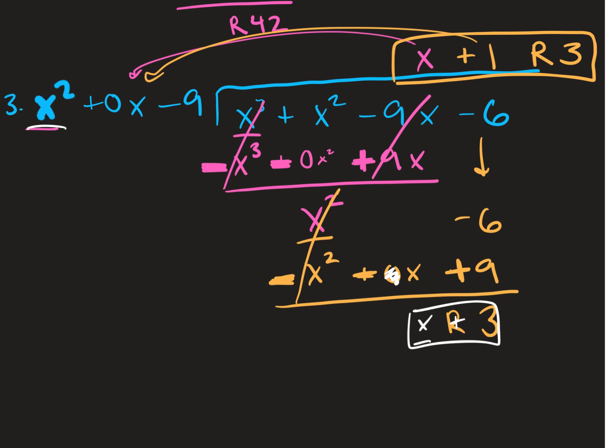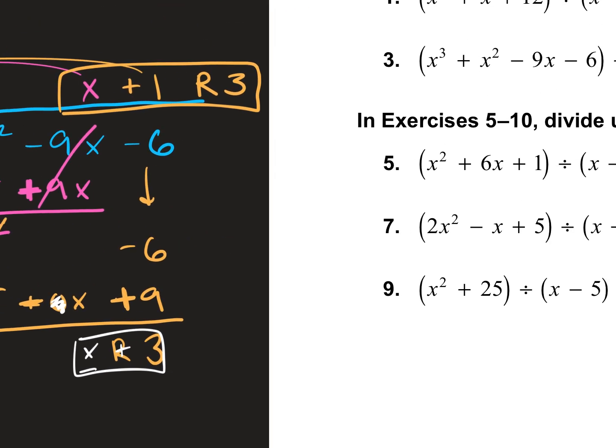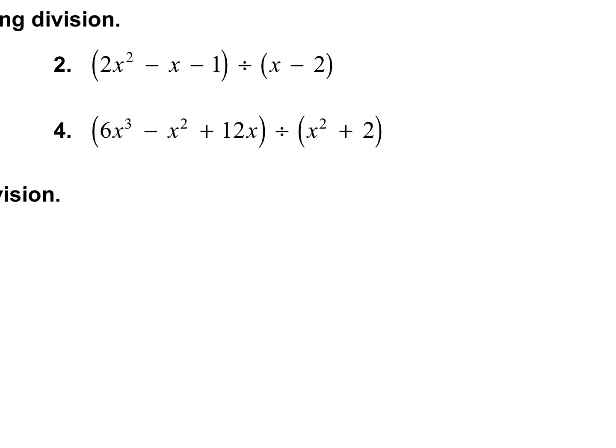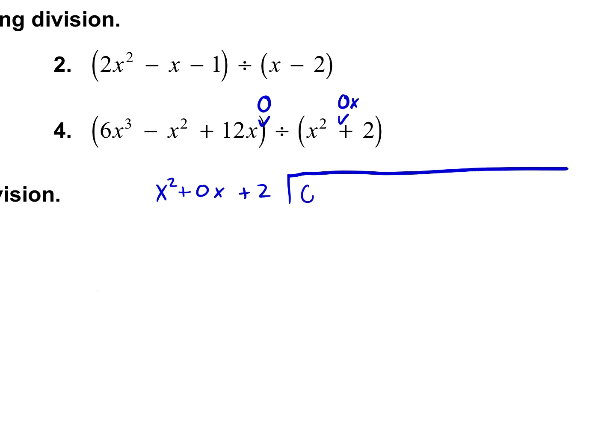Any questions here? Good with this one? All right, let's take a look at 4. Am I missing any terms in 4? 0. I'm missing a 0 in the first one. Perfect, because I don't have a constant there. So I'm going to put the 0 in that spot. And then a 0x in what I'm dividing into it. So I have x squared plus 0x plus 2 on the outside. 6x cubed minus x squared plus 12x plus 0.